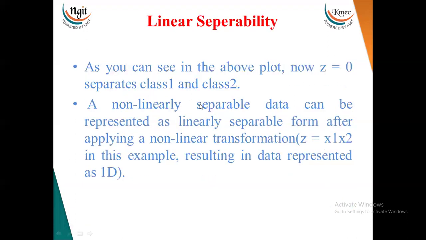Now coming to the next one. What is the summary of this? If you can separate two sets of classes with the help of some hyperplane, those values are linearly separable. If you cannot separate them, they are not linearly separable. That concept is called linear separability.